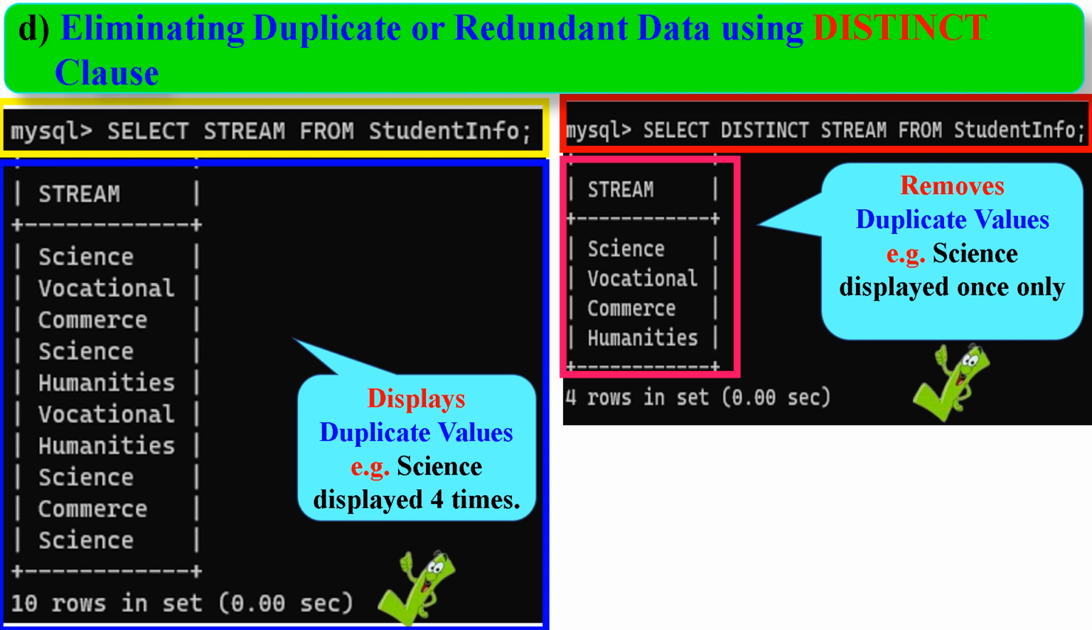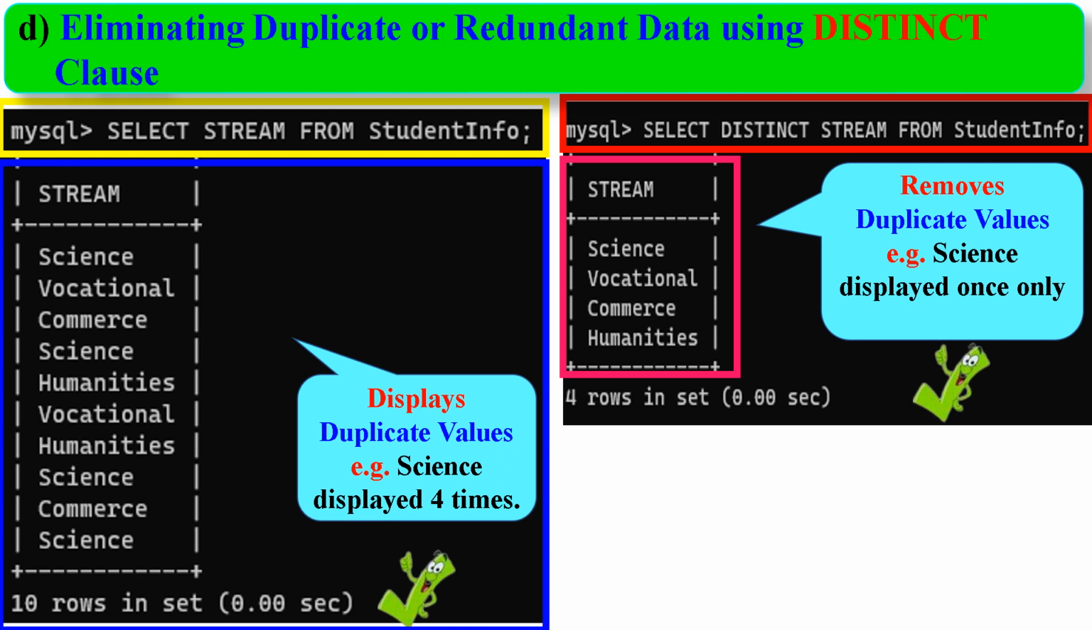Let's see an example. Now, look at the yellow box. In the MySQL prompt, we type the statement, select stream from student info, semicolon. What can you see in the display of the blue box? Yes, this statement shall return all the tuples for field stream from table student info. It will return duplicate values also, that is the repeated values. Science stream is displayed 4 times, vocational stream is displayed 2 times, commerce stream is repeated 2 times and so on. Thus, in order to remove these duplicate values, distinct clause is used.